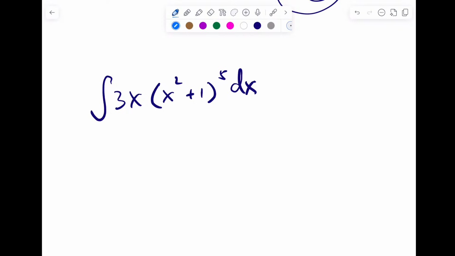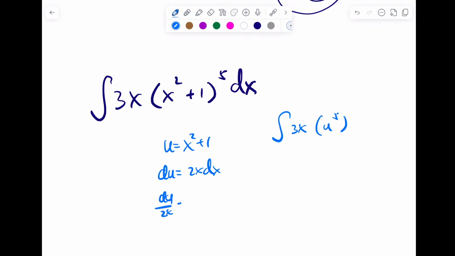All right, you guys done or no? Okay, u equal to what? 2x dx, right? Yeah. It's the integration of 3x u to the 5th times, this is du over 2x equal to dx. So this is du over 2x. Is that okay? Now can x cancel out? So it'll be 3 over 2 integration of u to the 5th du.